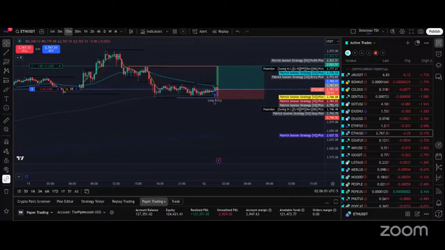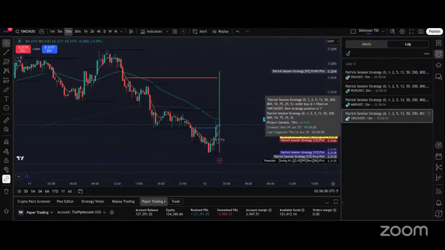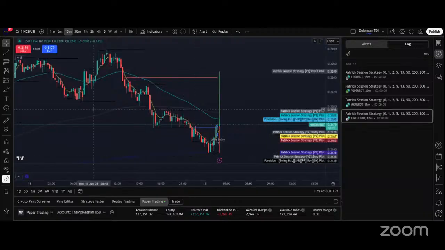All right, there were a few other things that popped at 2 a.m. So let's go ahead and check out those. The first of which is 1 inch USDT. That's another buy.